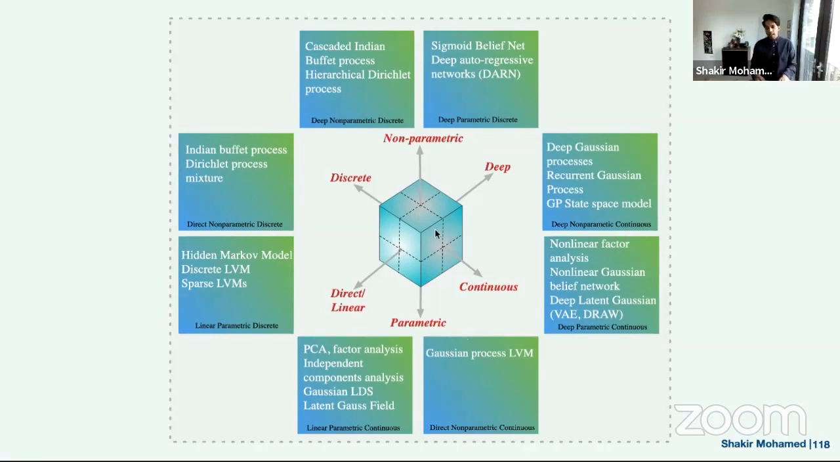And you basically get a cube, and from that cube, you can see that we have explored almost every kind of model. If you want to build a deep non-parametric model with continuous latent variables, you can get deep Gaussian processes, GP state space models. If you want to build linear parametric models with continuous values, PCA, factor analysis, latent Gaussian field models, Gaussian linear dynamical systems. There are a lot of fun models that we have explored and then have different applicabilities and use cases.